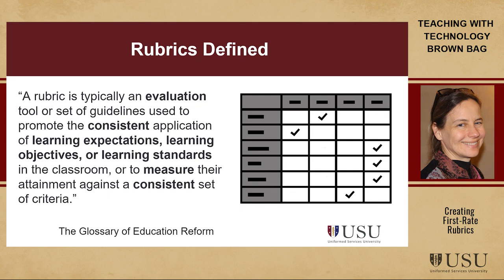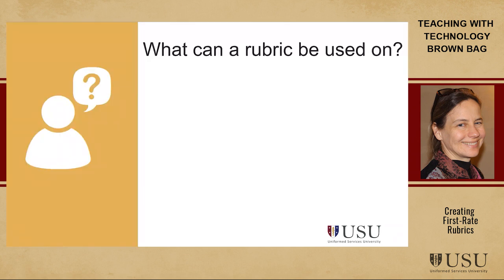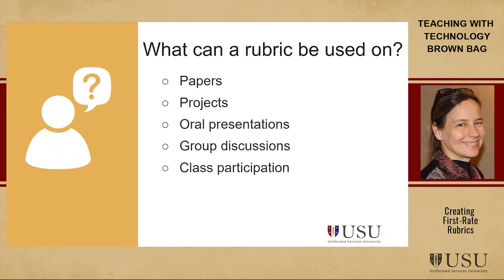They highlight learning expectations, learning objectives, or learning standards. And this is important because those are your guide stars to creating high-quality rubrics. And finally, they use the word measure because rubrics are an excellent way to help you measure in precise and meaningful ways the accomplishments of your students. We see rubrics used on papers. We see them on projects, oral presentations, group discussions, class participation, portfolios, and really any assignment that is assessed.